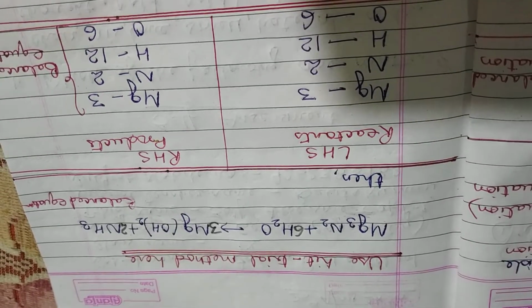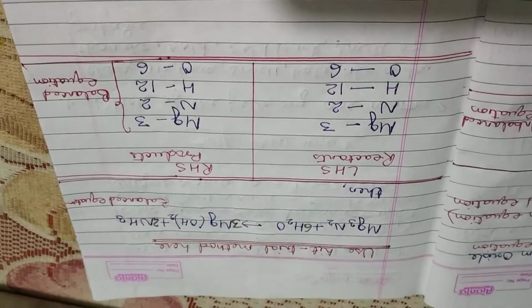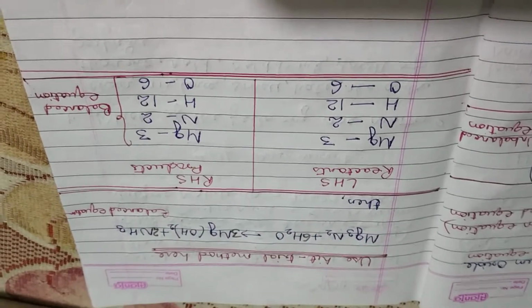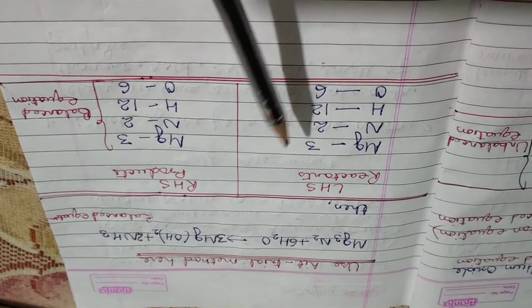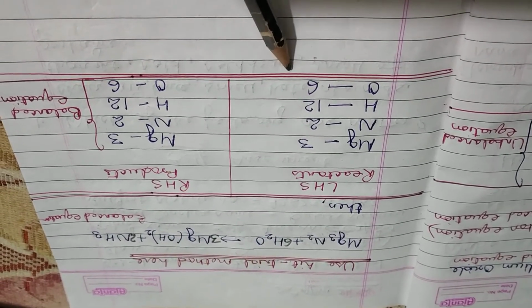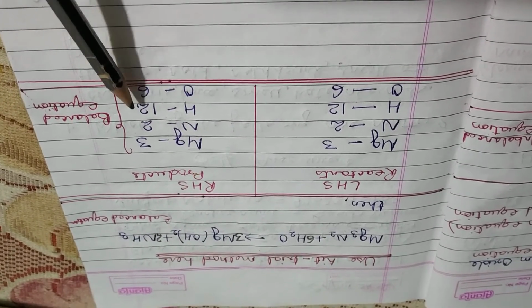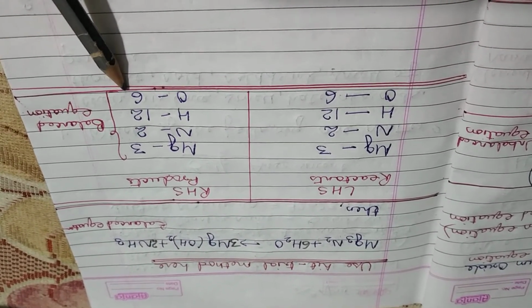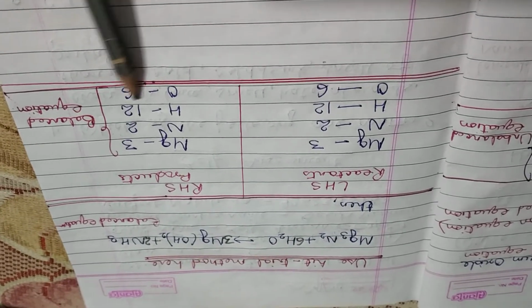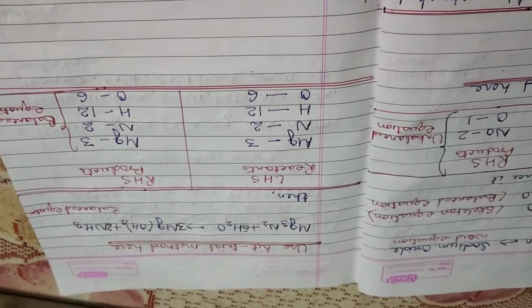Balanced equation means what, student? One in which the number of atoms is equal on both sides. Now you will tally this one. Magnesium has 3 atoms, nitrogen 2, hydrogen 12, oxygen 6. Magnesium 3, nitrogen 2, hydrogen 12, oxygen 6. Now you will see here the number of atoms is equal on both sides.